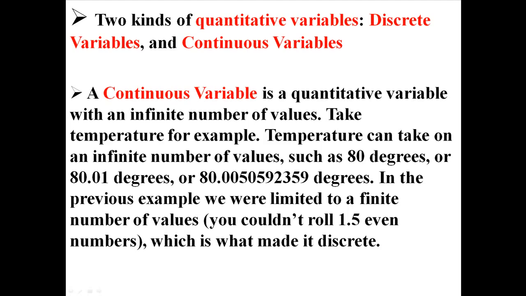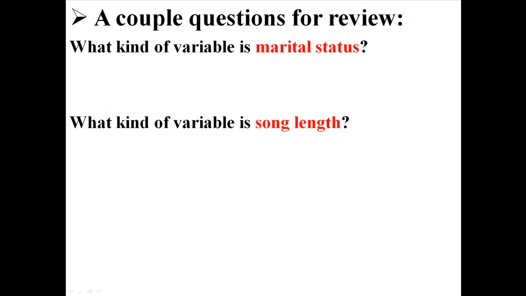Now, continuous variables are quantitative variables with an infinite number of values, like temperature, for example. Temperature can take on an infinite number of values, like 80 degrees or 80.01 or 80.00505, whatever degrees. It can stretch out infinitely. In the previous example where we were rolling the die, we were limited to whole numbers like 0, 1, and 2. You couldn't roll a 1.5, which is what made that discrete, whereas this is continuous because we have an infinite number of possibilities.